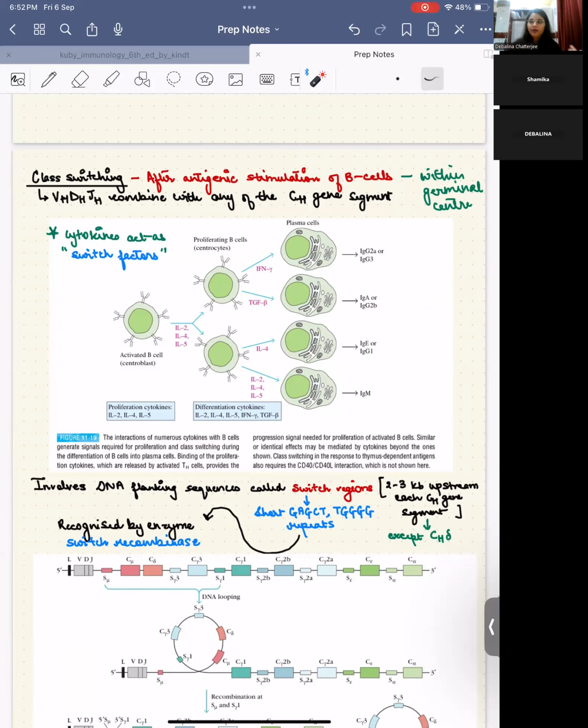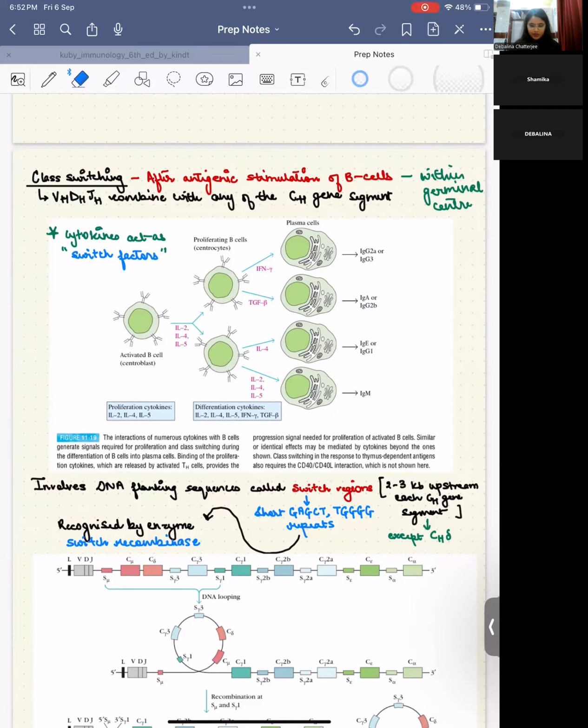And as we have looked at previously, the constant region of your antibody determines the biological effector response, right? So different constant region genes can be joined to this maintained combination of VDJ. So the antigenic specificity remains the same, but the class of antibody can become different.